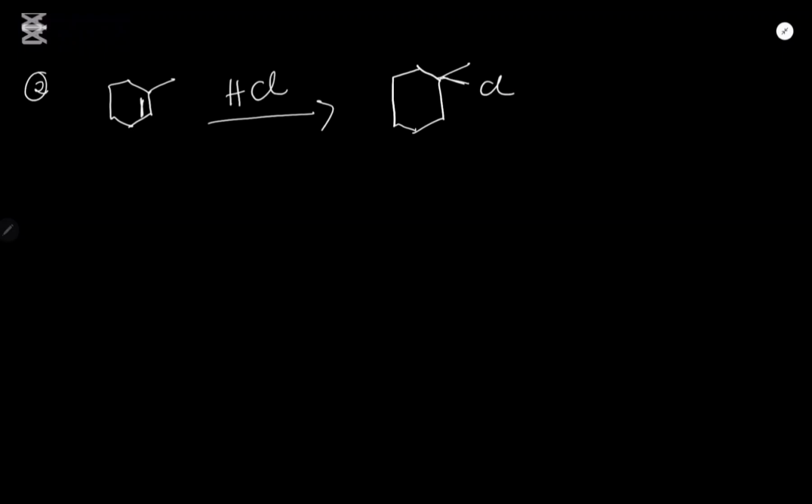Example 2. You are provided with this alkene, HCl. What will be our product? Our product will be this. Okay, that's our product.